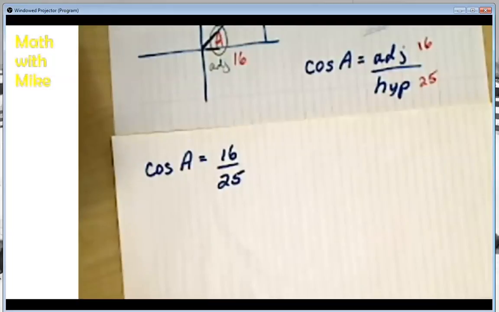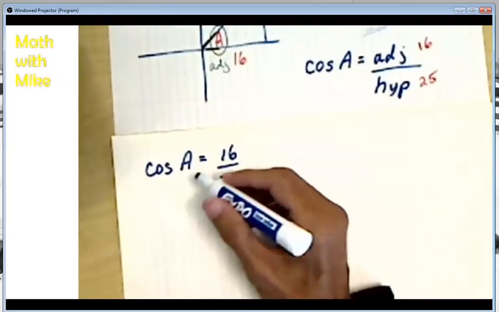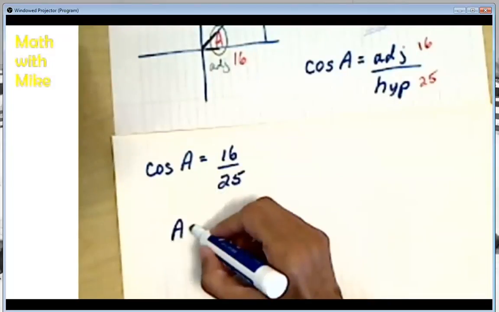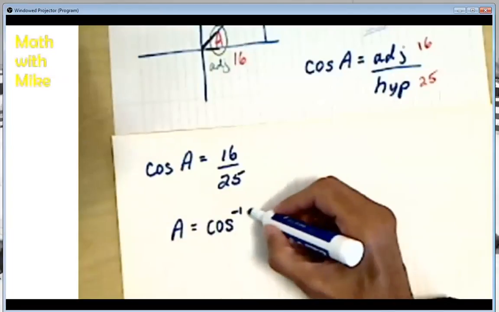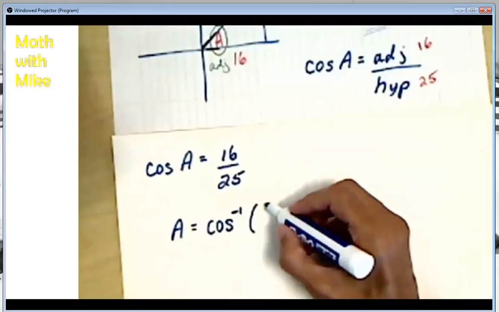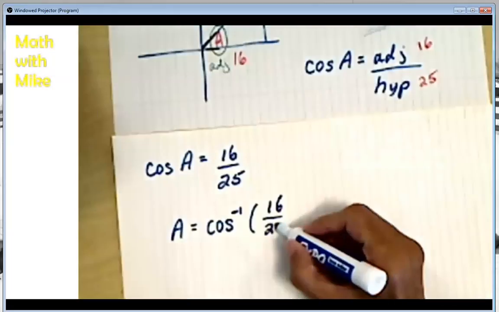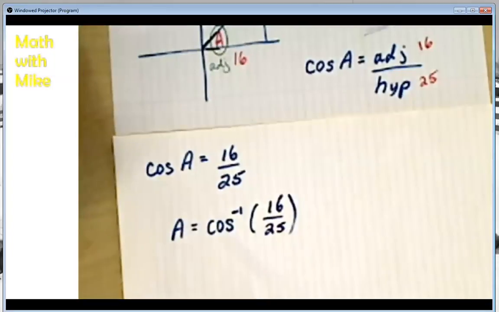And now it's special calculator time, or almost. What we want to do is find the angle. So math-wise, we write it like this: cos minus 1 of the fraction that we have there, 16 divided by 25.